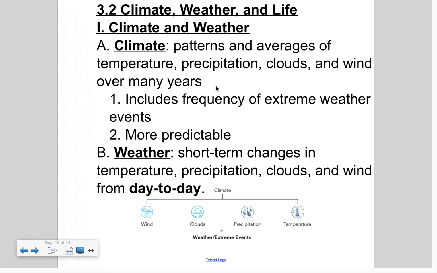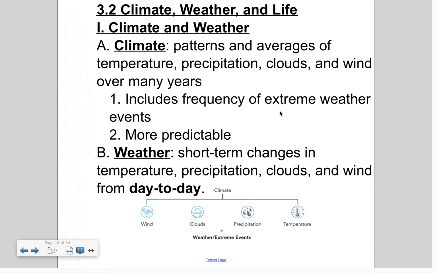So climate and weather. Climate is patterns and averages for temperature, precipitation, clouds, wind. It takes many, many years. It does include frequency of extreme weather events, maybe like major floods or major earthquakes. Climates tend to be a little bit more predictable because it's like the average.